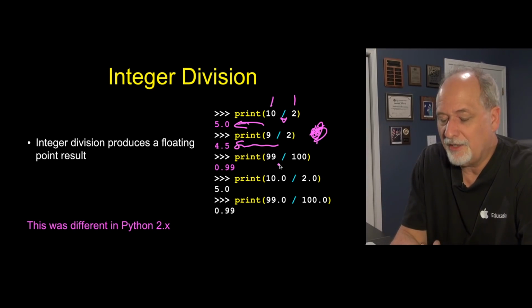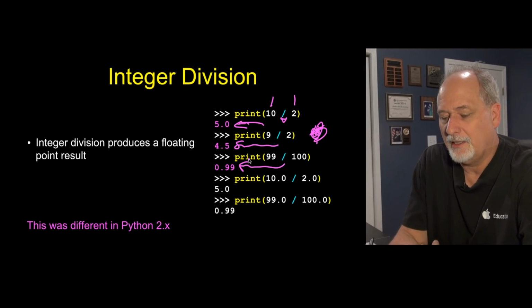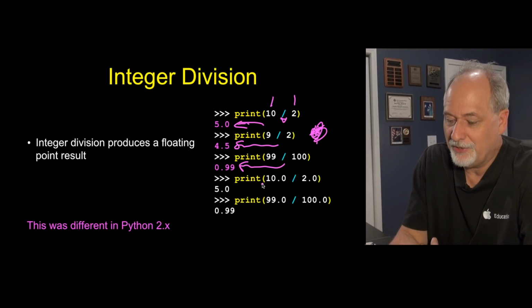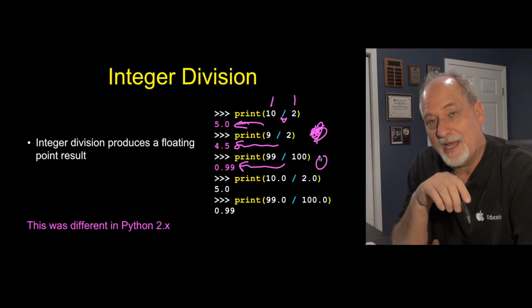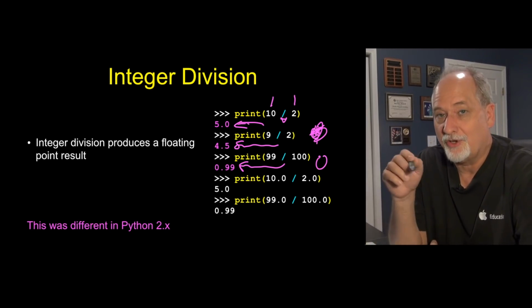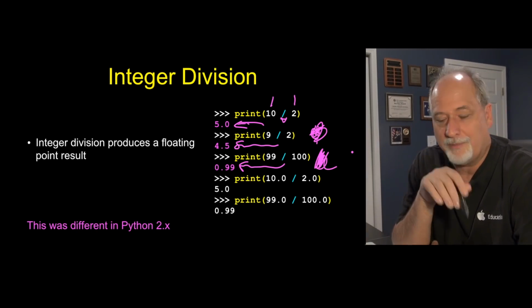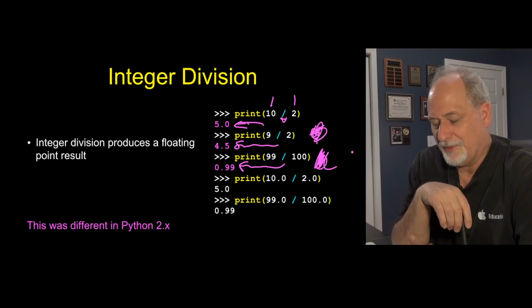The same with 99 over 100. As you would expect, if this were a calculator, you get 0.99. Actually, what you get in Python 2 is 0, because it doesn't round at all, it truncates it. So 99 over 100 is 0.99, and then it truncates it to 0. That's Python 2. We're not talking about Python 2. There's a good reason we're not talking about Python 2.